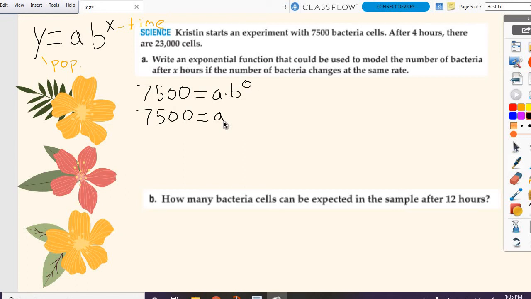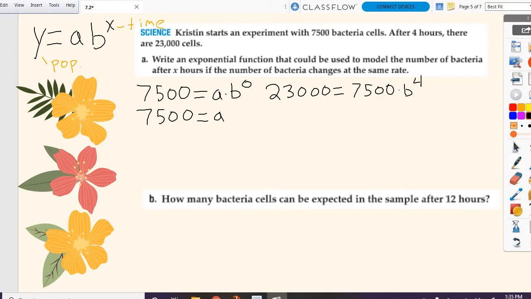And so then that's when we're going to use the second piece of information that they give us. So they tell us that 23,000 cells, which again is our population, so we're going to put that in for our y value. We've already found our a value, so I'm going to go ahead and substitute that in for a. We're looking for our b value, so I'm going to continue to put my b there. And they tell us that we get that 23,000 after 4 hours, which is what's going to go in for our x.